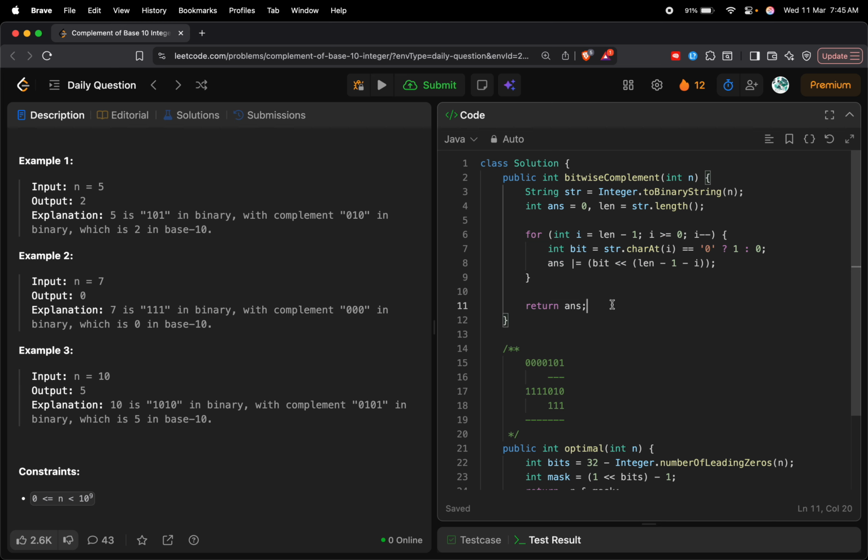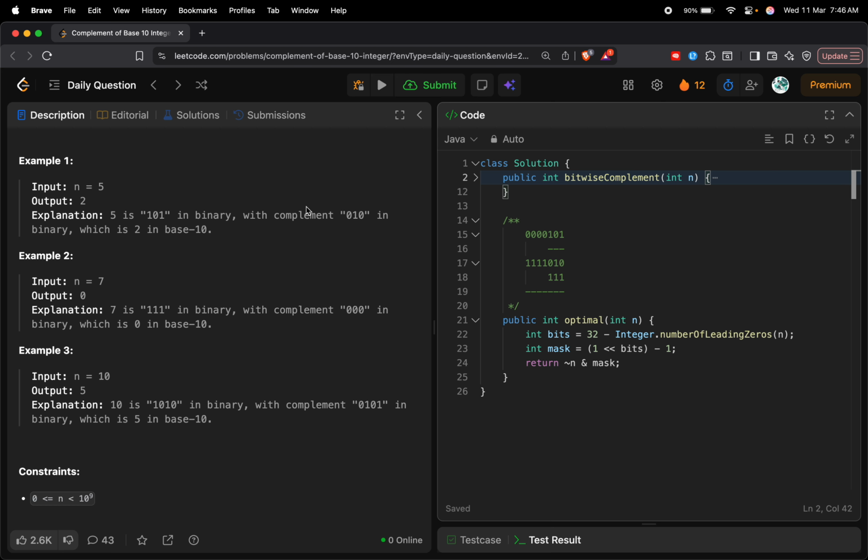So this is basically the brute force solution, where the time complexity is basically the number of bits in n, and the space complexity is also the number of bits. So it will be big O of log of n, both in terms of time and space complexity. Now we can actually do better in both time and space complexity.